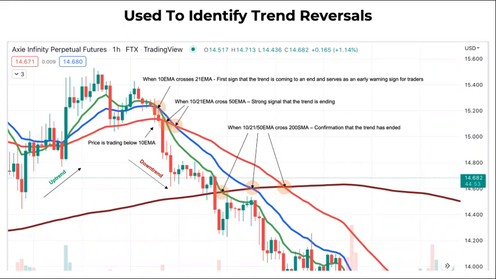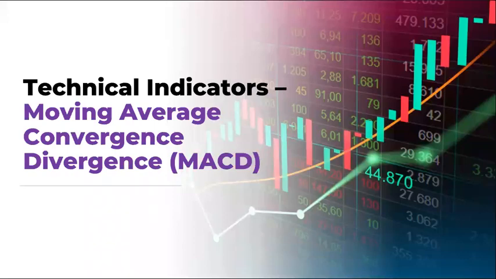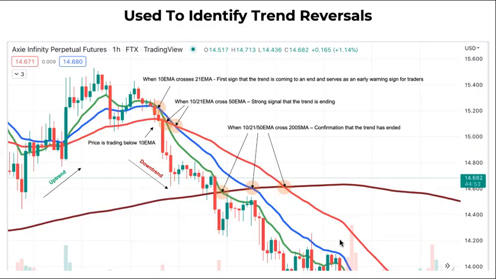Anybody has questions regarding how to use moving averages? Don't have? Okay, then let me continue. All right, Kelvin. Is there any difference? I noticed you're using 21 EMA as opposed to 20 EMA. Between 21 and 20, not much of a difference. It's just a personal preference whether you use 21 or 20.